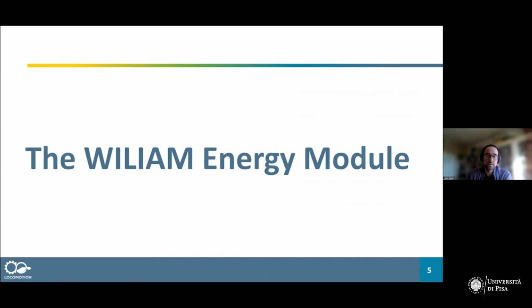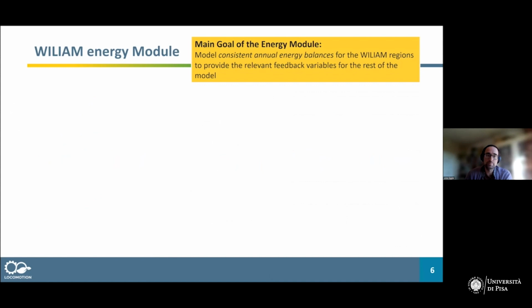So let's briefly run through it. What do we do in WILIAM in the energy module? Well, the major goal of the energy module is to model these consistent annual energy balances, taking into account all these developments that I just was talking about, in order to provide the relevant feedback variables for the rest of the model. Most prominently, obviously, the greenhouse gas emissions that Noelia just explained, that are one of the major inputs to the climate submodule.